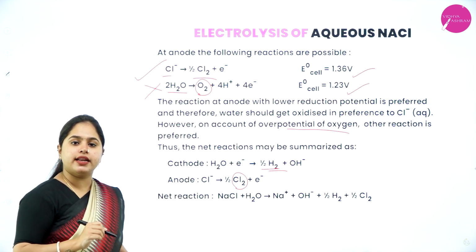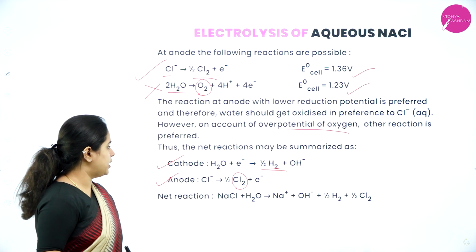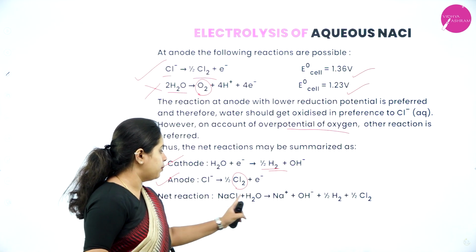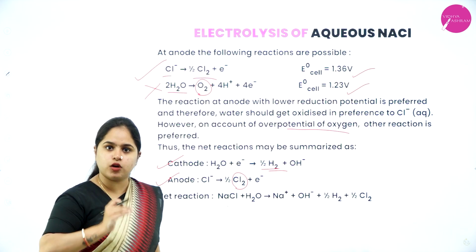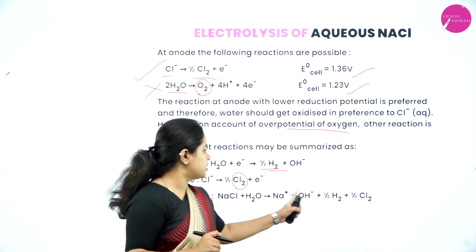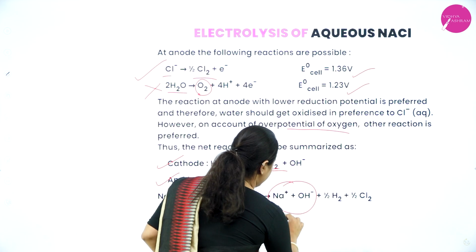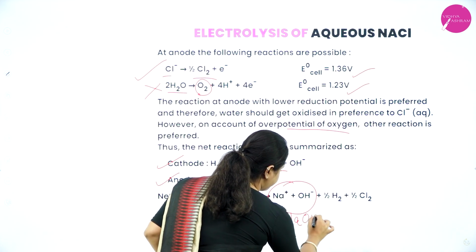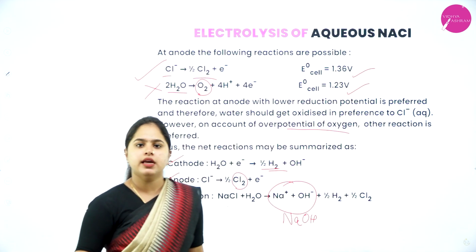So, chlorine gas will be liberated. Overall net reaction, how can you write? This is the cathode reaction, this is the anode reaction. So, the net reaction will be NaCl plus H2O. Sodium chloride which we have taken, right? Aqueous sodium chloride plus water gives Na plus and OH minus. Na plus and OH minus together will be forming the sodium hydroxide, right? Sodium hydroxide, and hydrogen gas and chlorine gas will be liberated.